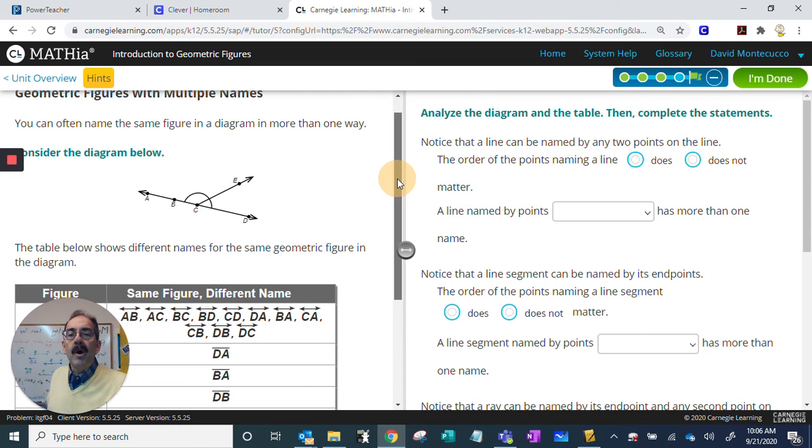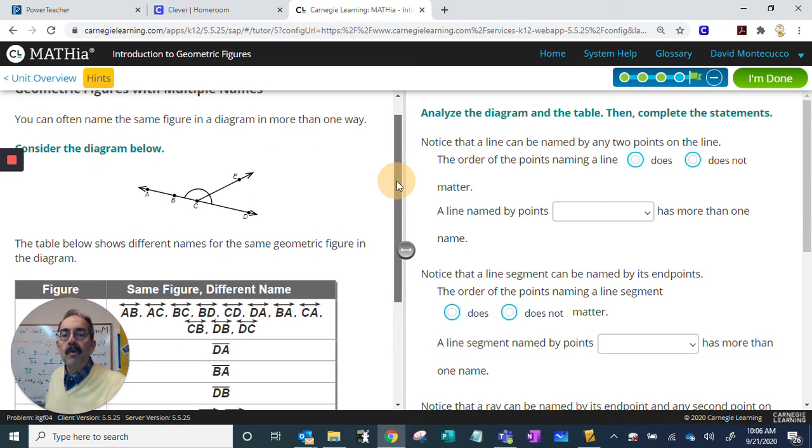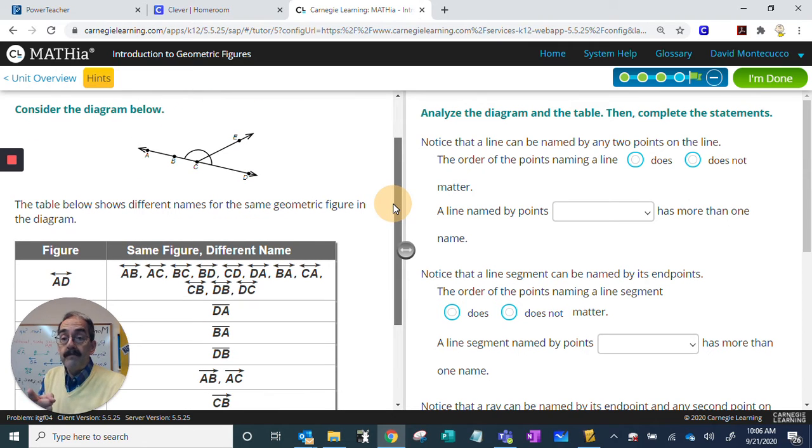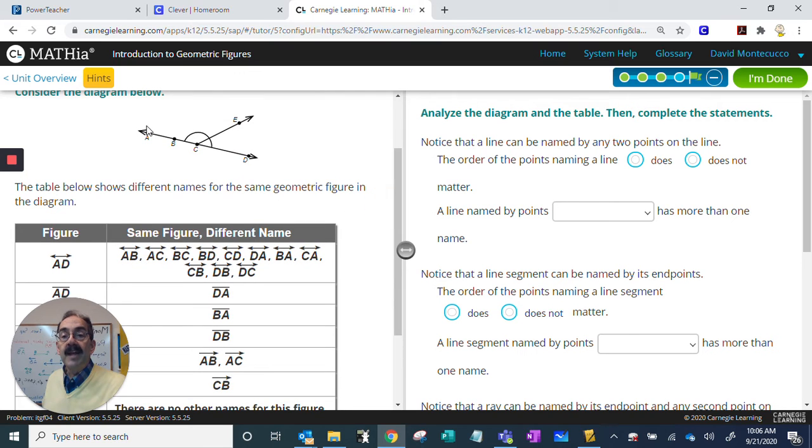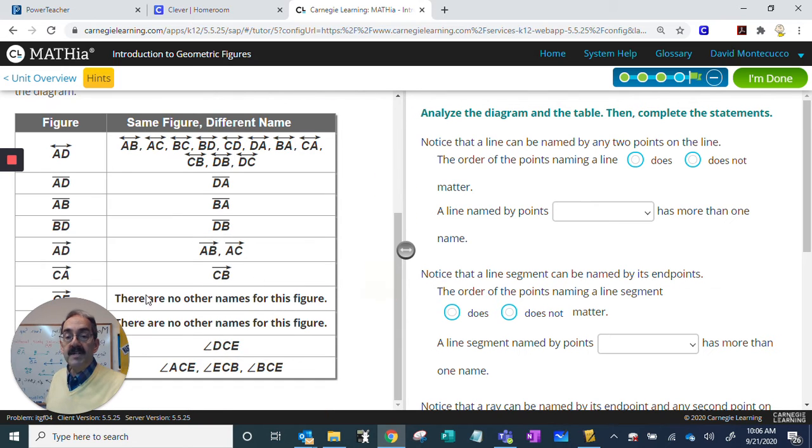You can often name the same figure in more than one way. That's what we just talked about, right? So the figure AD, that's a line, right? Well, there's all these that mean the exact same thing as AD, okay? Segment AD, DA, it's a segment, BA, AB. All these different ways of notation. This is how we talk in geometry, okay?